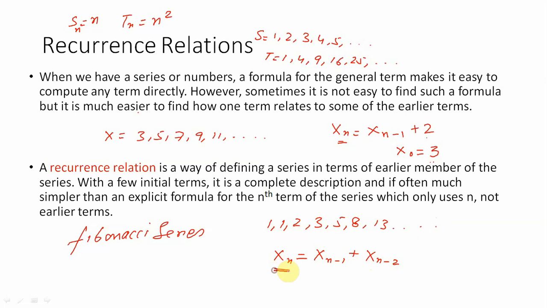This is the nth term. It is the sum of just the two previous terms. But I cannot obtain the first two terms by using this expression. So these two terms will be used as the initial values. Let us say x0 is equal to 1 and x1 is equal to 1. So this is what a recurrence relation is all about. We specify the recurrence relation by specifying the nth term in terms of the previous terms and initial conditions.